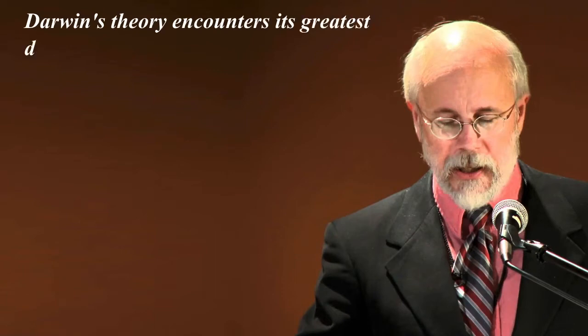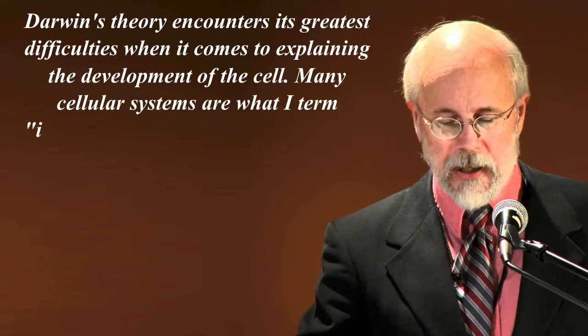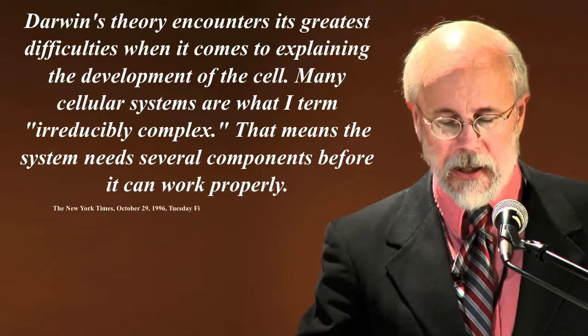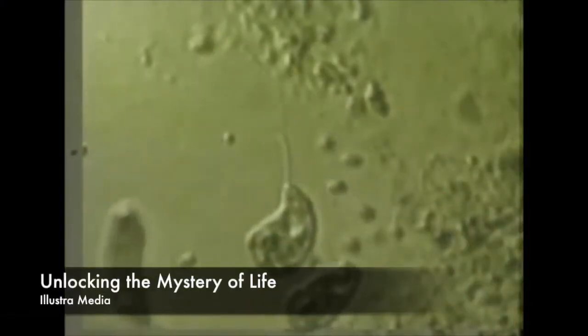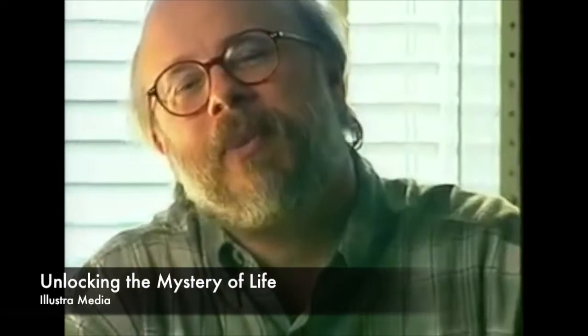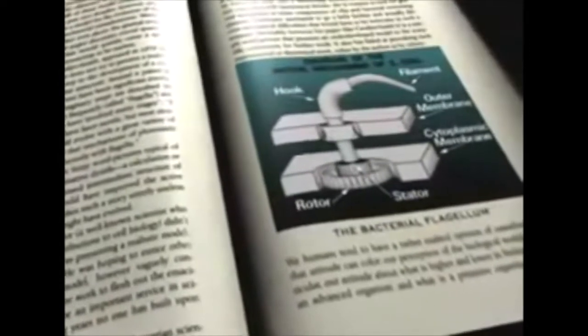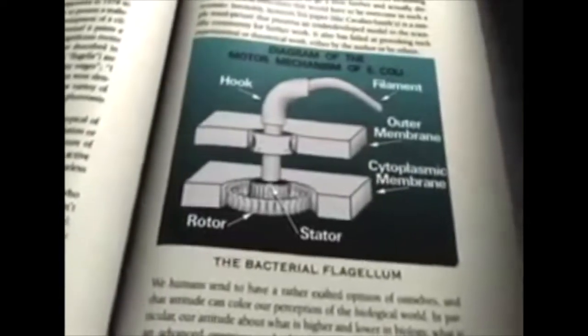The article goes on to say, Darwin's theory encounters its greatest difficulties when it comes to explaining the development of the cell. Many cellular systems are what I term irreducibly complex. That means the system needs several components before it can work properly. I remember the first time I looked in a biochemistry textbook and I saw a drawing of something called a bacterial flagellum with all of its parts in all of its glory. It had a propeller and the hook region and the drive shaft and the motor and so on. I looked at that and I said, that's an outboard motor. That's designed, that's no chance assemblage of parts.